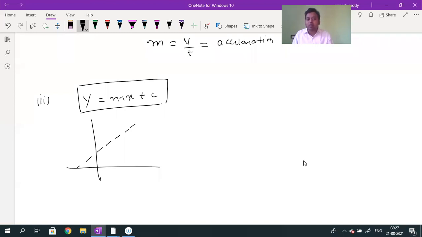Here y is the y coordinate, x is the x coordinate, and m is the slope. How can I calculate the value of the slope? Just listen. What is the equation for the straight line which is not passing through the origin? Actually, there I considered the initial velocity value as 0. If the body started from rest, its initial velocity will be equal to 0.